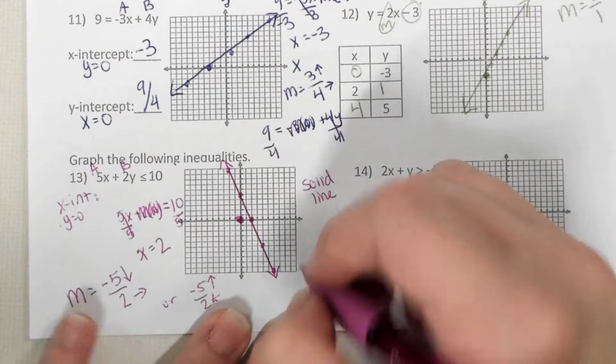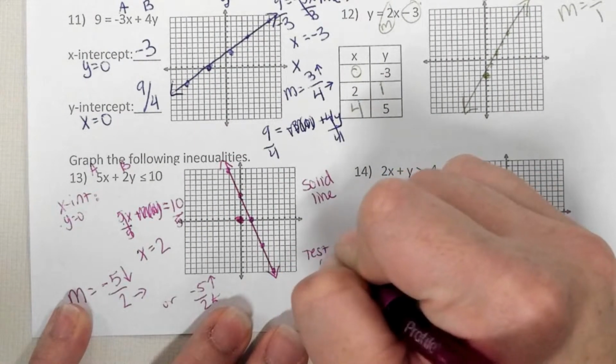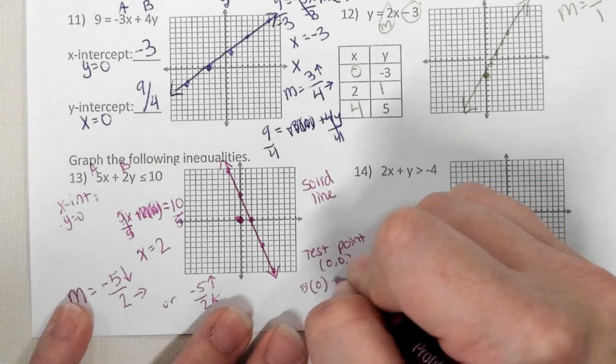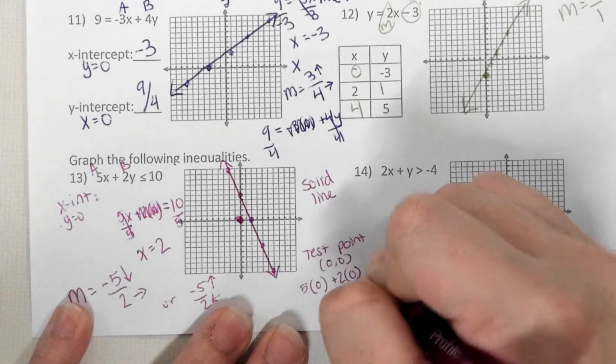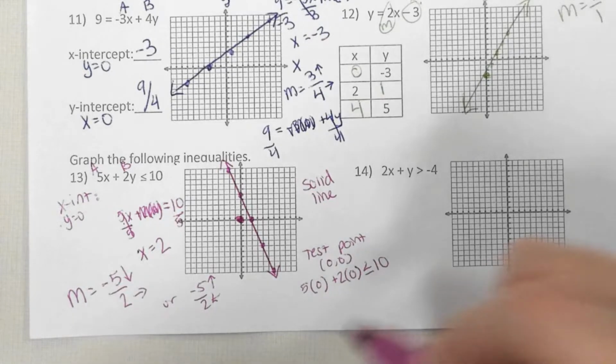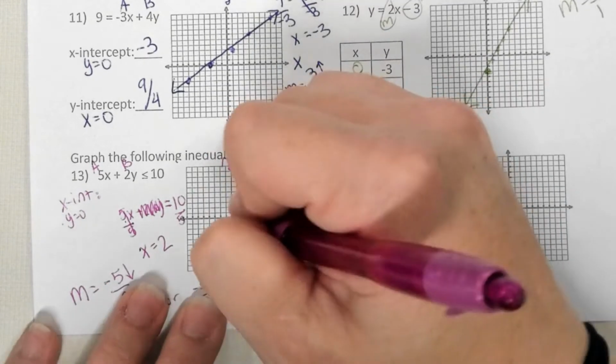So if I plug in, this is my test point, 5 times x is 0, plus 2 times y is 0, is less than or equal to 10. Well, what's anything times 0? And 0 plus 0 is 0. Is 0 less than or equal to 10? Yeah, so this is a true point.